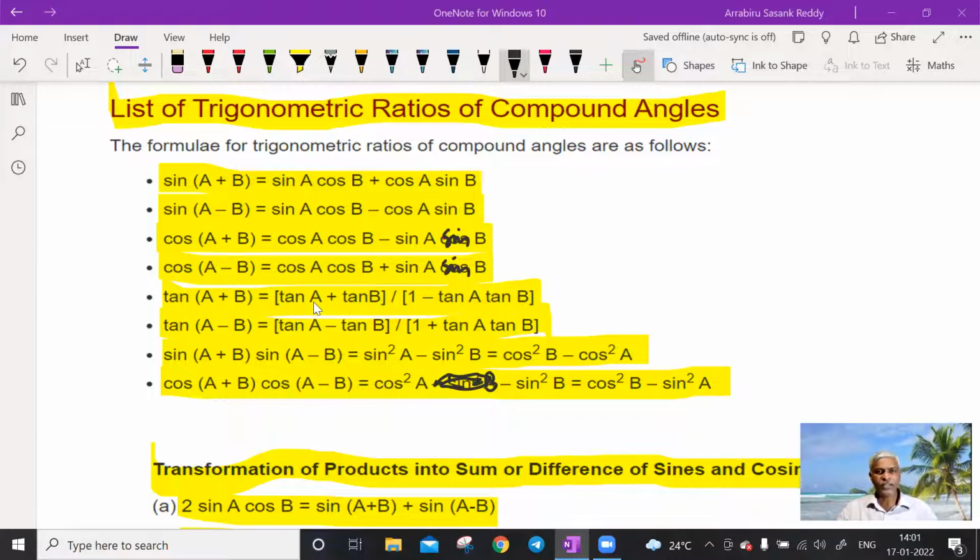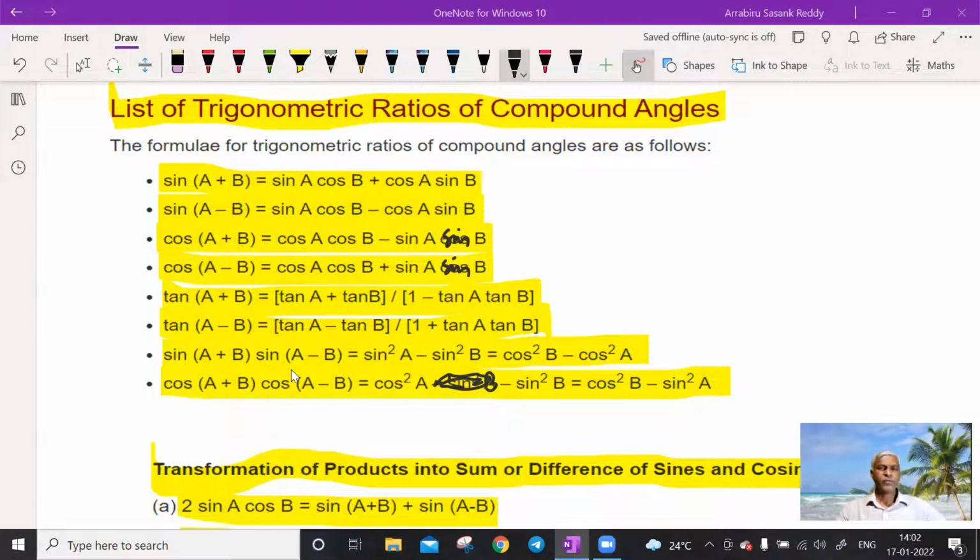Then tan A plus B is a fraction. Numerator tan A plus tan B, denominator 1 minus tan A tan B. Tan A minus B is tan A minus tan B in the numerator, and denominator 1 plus tan A tan B. So for tan A plus B, in the numerator it is tan A plus tan B. For tan A minus B, in the numerator it is tan A minus tan B. If the numerator is plus, the denominator is minus. If the numerator is minus, the denominator is plus. In that way, you remember, practice them.